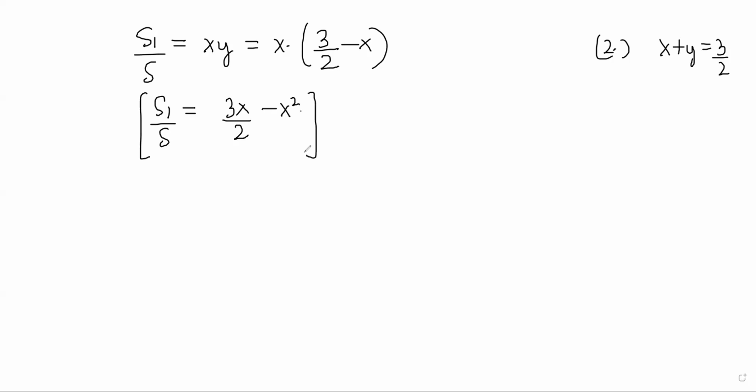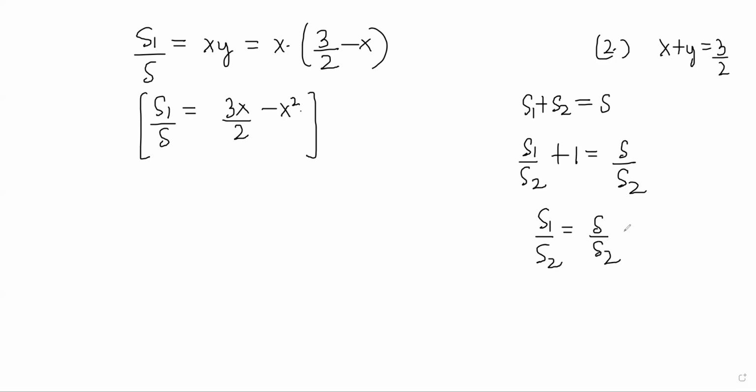Our job is to find the ratio of S1 by S2. So what I can do is think about it like this. S1 plus S2 is S. So S1 by S2 plus 1 is equal to S by S2. So S1 by S2 is equal to S by S2 minus 1. So it is S minus S2 by S2, right? Okay, that is obvious. So we don't need to write that.